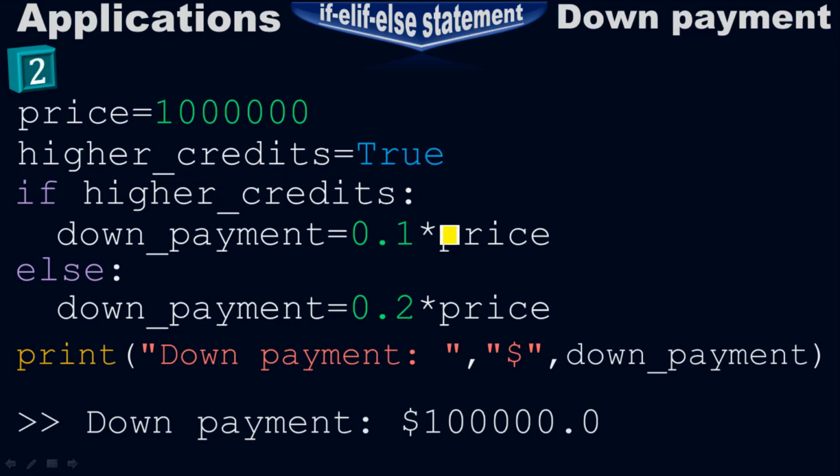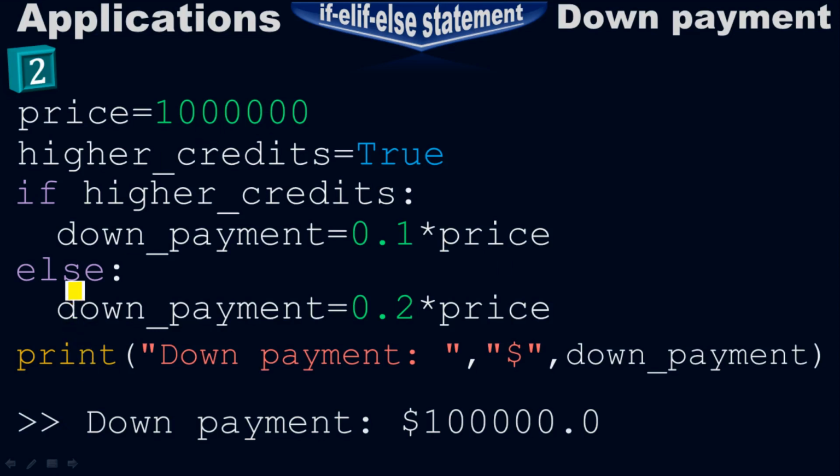Now, if high credits, if the first condition is satisfied, then down payment will be 0.1 times price. We know that 0.1 is the 10%. If you remember, the statement says that if the buyer has good credits, the down payment will be 10%. 10% is 0.1 times price. What is the price? Price is the total price of the Lamborghini. We are going to take the product of 10% with $1 million.